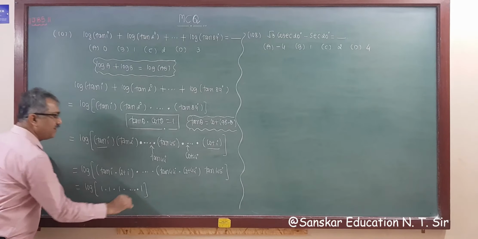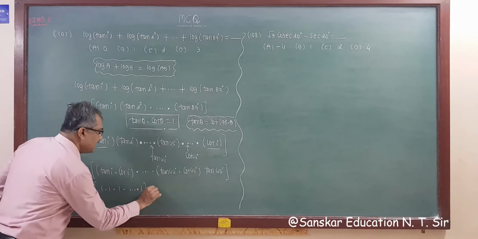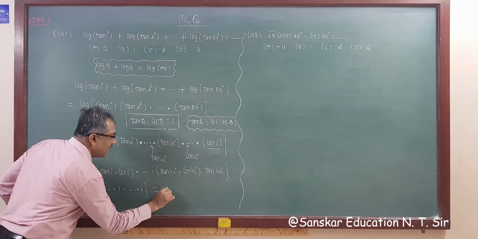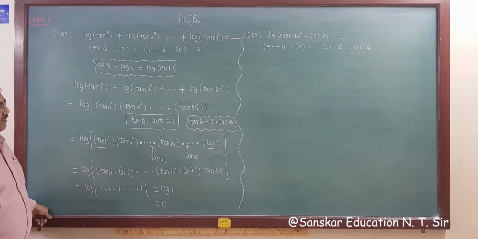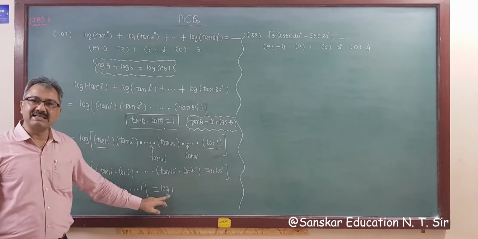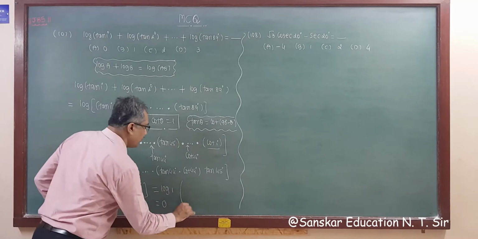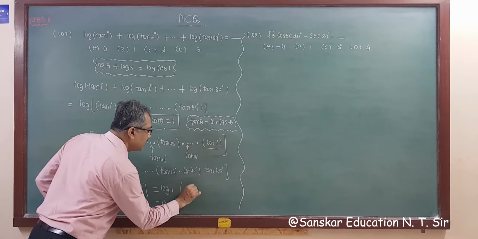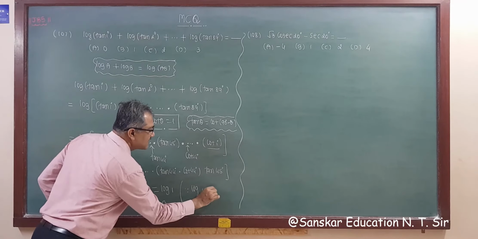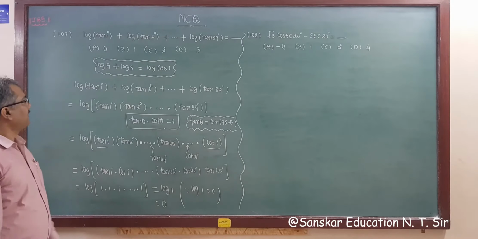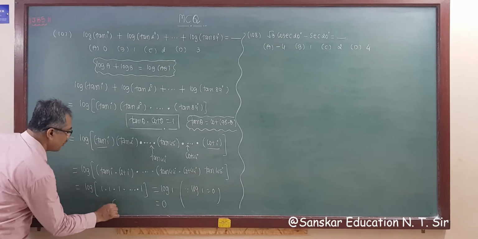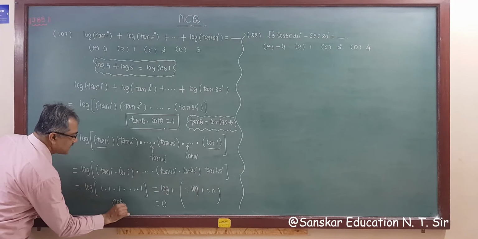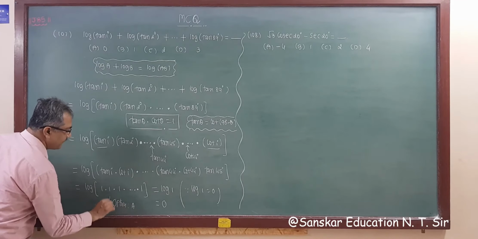So 1 into 1 into 1 is always 1, that is log 1, and you know that the value of log 1 is always 0, right? You have to remember this: log 1 is 0. So your answer will be option A. Option A is your correct answer.